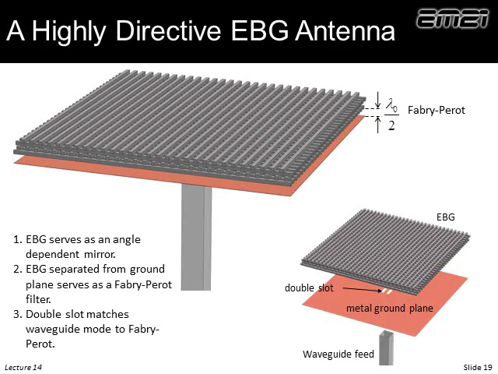So here's one example of a highly directive antenna based on electromagnetic band gaps. What we see is we have a metal backing, we have a half wavelength little Fabry-Perot cavity, and an electromagnetic band gap on the top here. So this serves as a very angle-dependent mirror. It will only act like a Fabry-Perot over a certain range of frequencies. So overall, we get this very directive beam from it, because if it's outside this certain angle, well, we don't have the Fabry-Perot cavity, and it doesn't act like an efficient antenna.